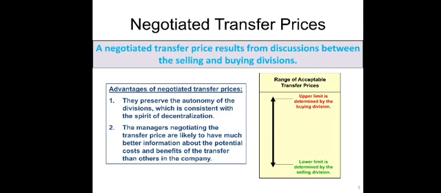The buying segment has the power to set the highest transfer price. The selling division segment has the power to set the lowest transfer price.